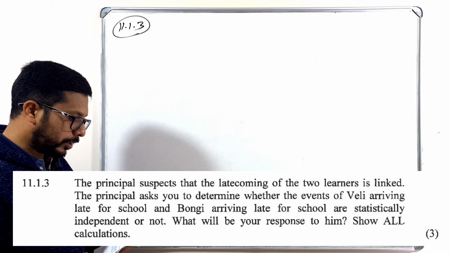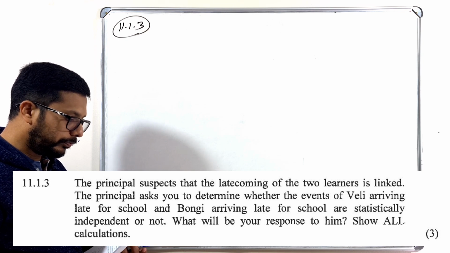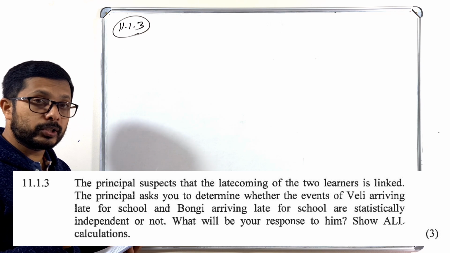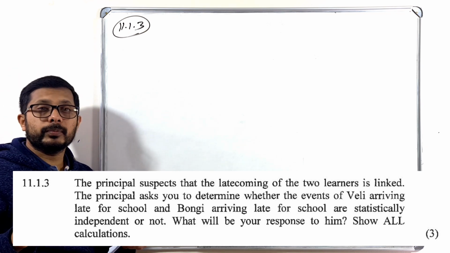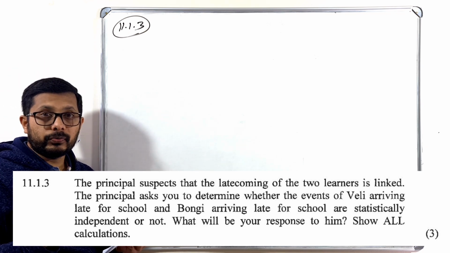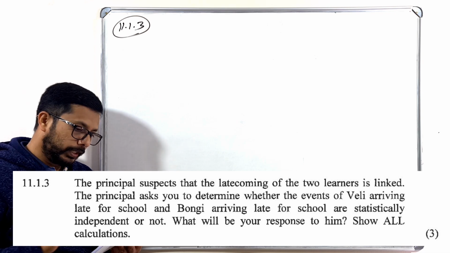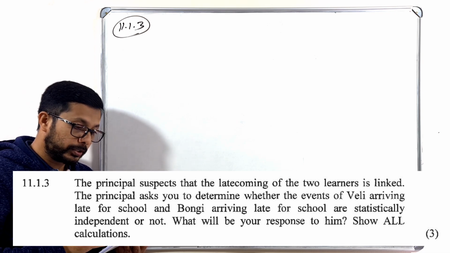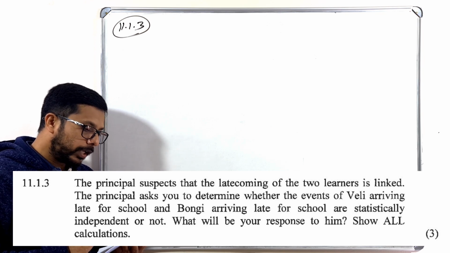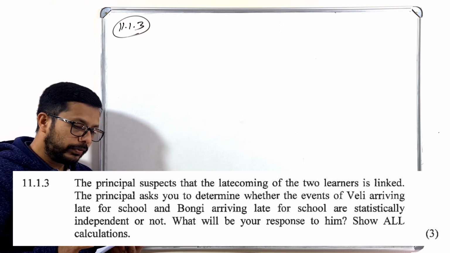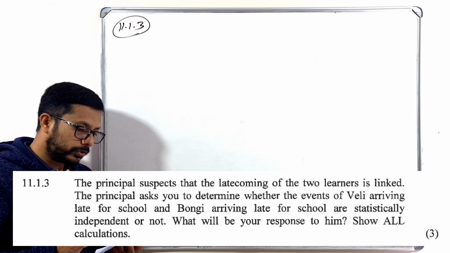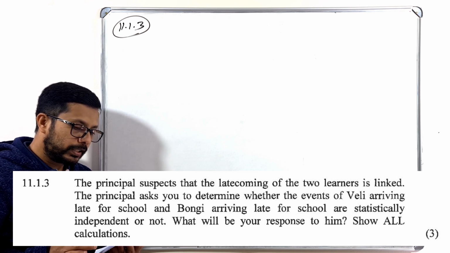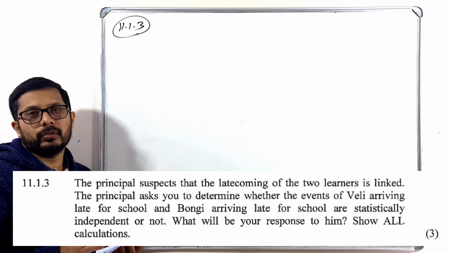The principal suspects that the late coming of the two learners are linked. So the principal is suspecting that there is a connection between the late coming of these two learners. Maybe both of them are going somewhere else. That's what the principal is thinking. Anyway, the principal asks you to determine whether the events of Whaley arriving late for school and Bongani arriving late for school are statistically independent or not.